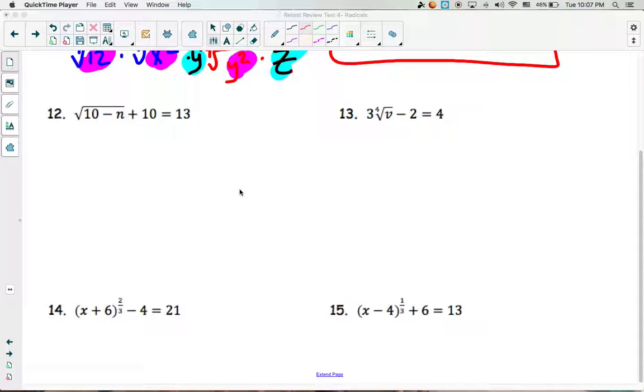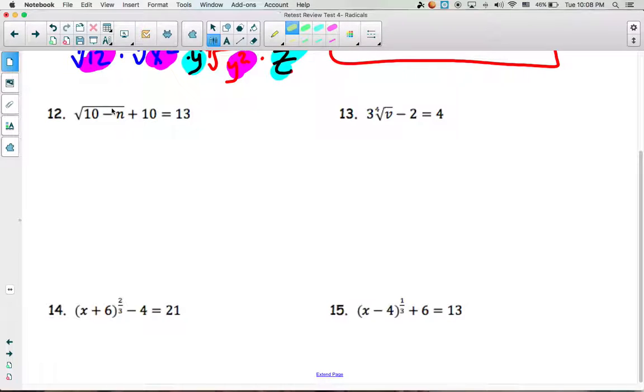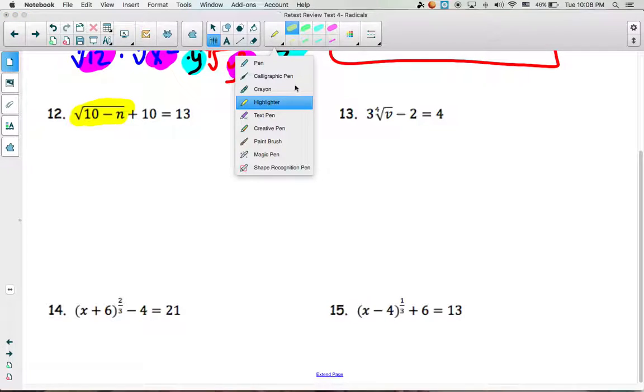Retest review test 4, questions 12 and 13. In this situation, we are solving a radical equation. So when you're solving radical equations, the first thing you want to do is take the radical and isolate it. That means get it by itself.